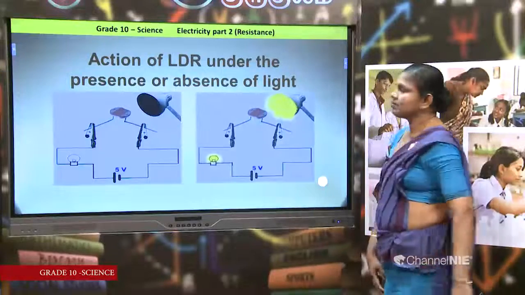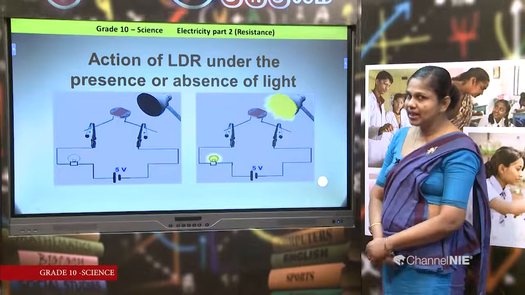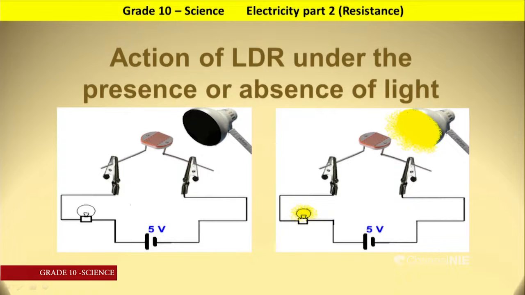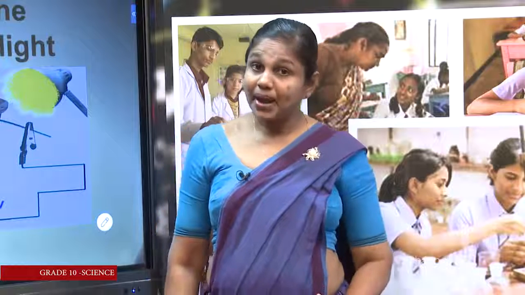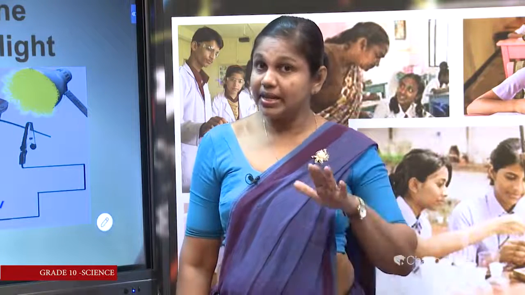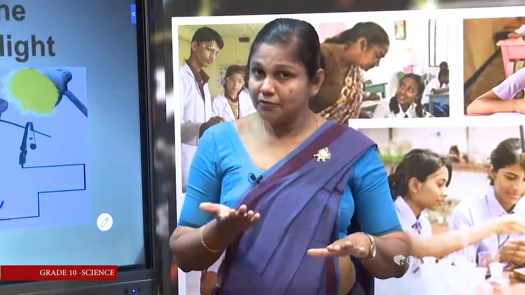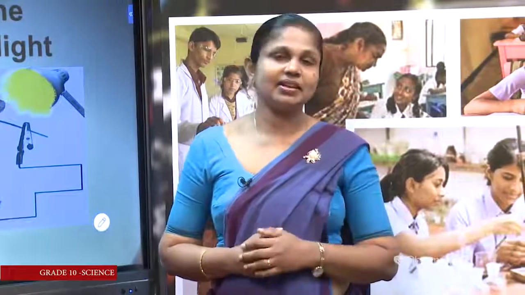Now look at the other one. See, now a bright light falls on the LDR. When the light falls on the LDR, its resistance decreases. Then the current flow starts through the circuit and the bulb is lighted. Let me show you this, children. When the bright light falls on the LDR, the resistance of it decreases and the current flow increases. Because of the flow of high current, the bulb is lighted.